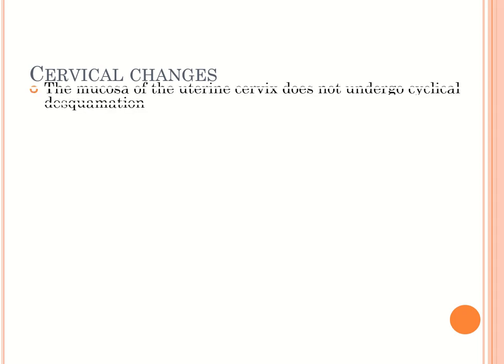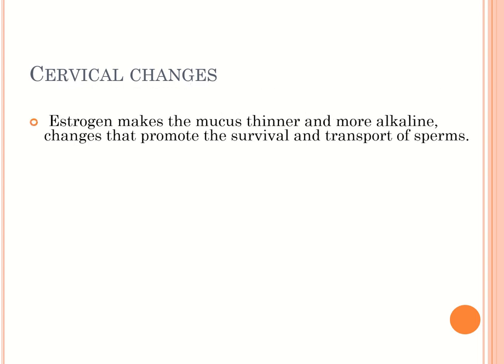Now we'll see what happens in the cervix. The mucosa of the uterine cervix does not undergo cyclical desquamation, meaning that when I was telling you the endometrium layer is getting shed off, remember the cervical layer will not follow. It's only in the body of the endometrium that these changes happen. Estrogen makes the mucus very thin and more alkaline, and these changes will promote the survival and transport of the sperms. Meaning, see, 14th day ovulation is happening, right?